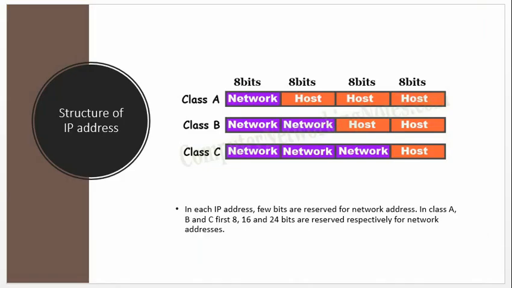So this is how the IP addresses are structured. In class A, the first octet will refer to the network. In class B, the first two octets will refer to what? To the network. In class C, the first three octets will refer to what? To the network.